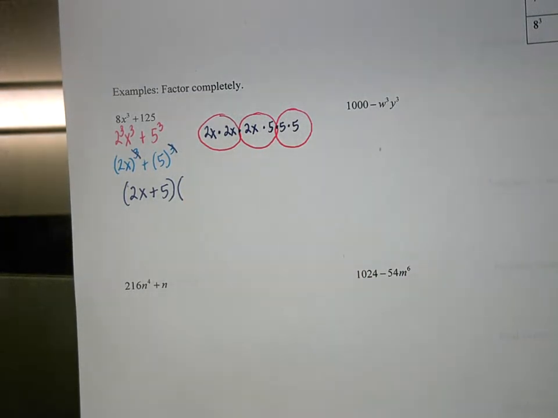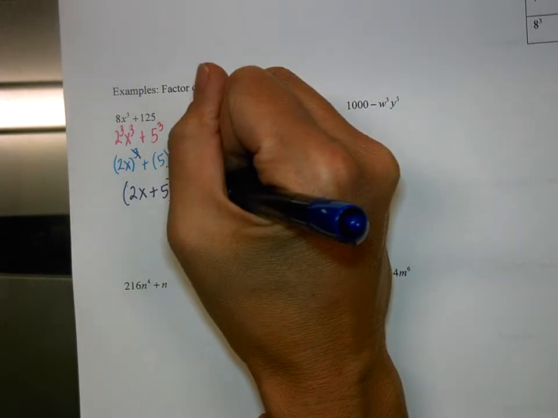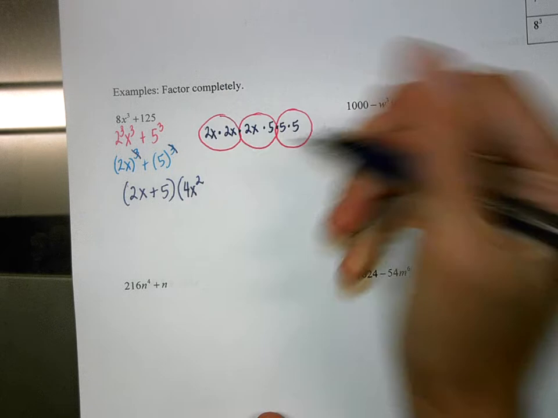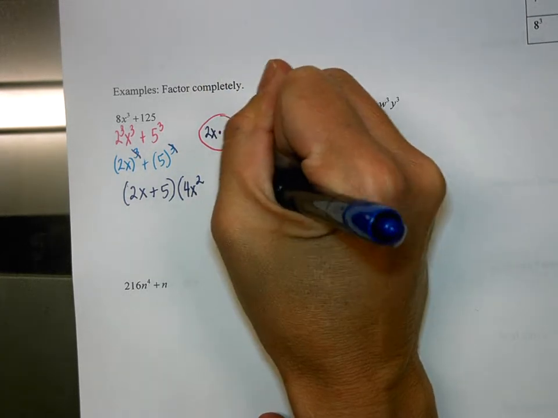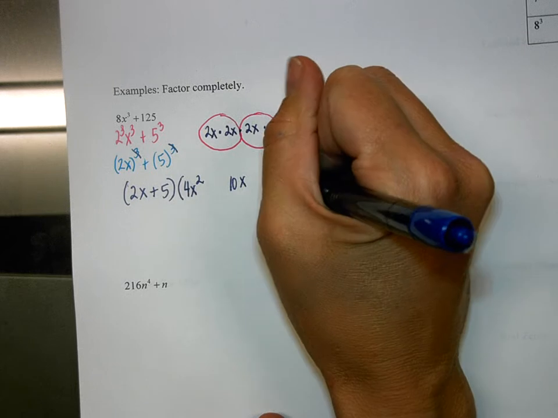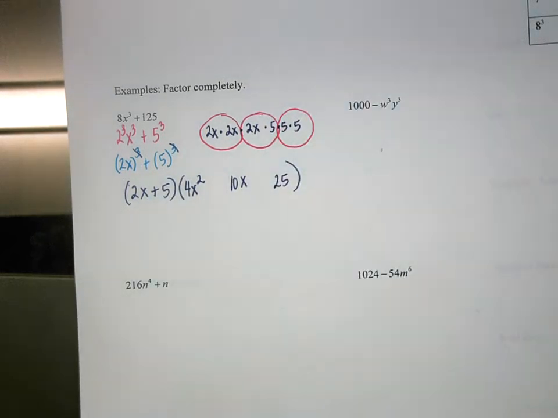And so we are going to go ahead and multiply these together. So 2x times 2x makes 4x squared. 2x times 5 is 10x. And 5 times 5 is 25. And that is my second parenthesis.